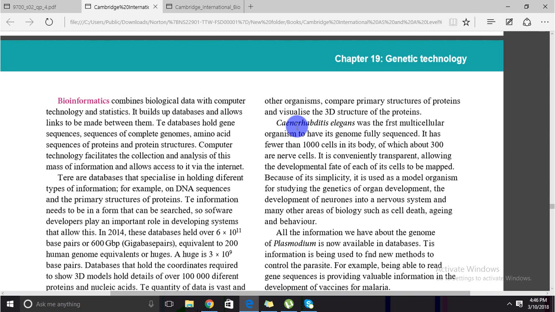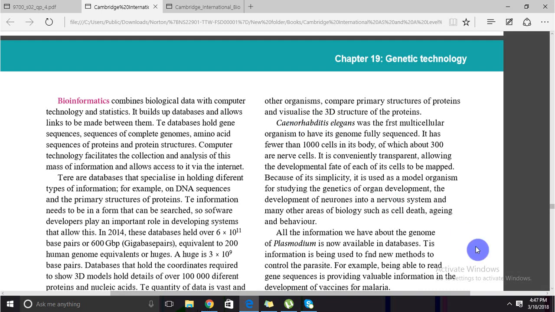And what computer technology does is that it facilitates the process of collection and the analysis of such a mass of information and allows access to it via the internet, because this is such a huge amount of information. It would be difficult to collect and analyze it manually. Computers make it a much easier task. And because it is put on the internet, it can be accessed easily by a lot of people who may need it for whatever reason.